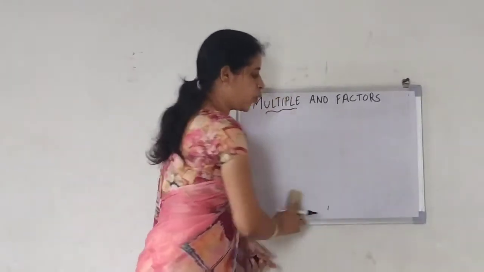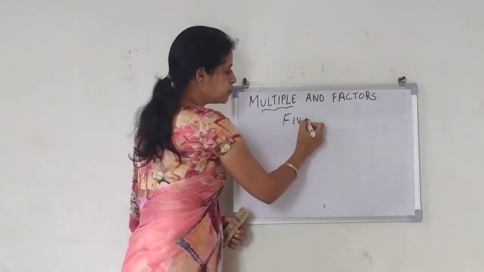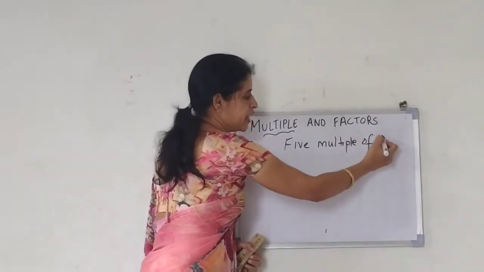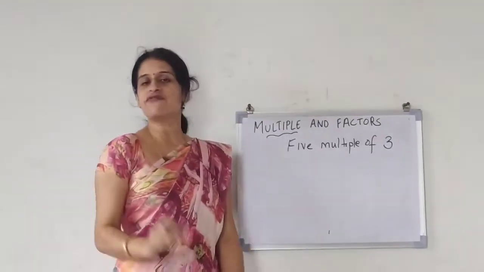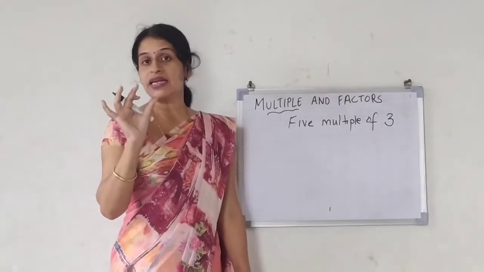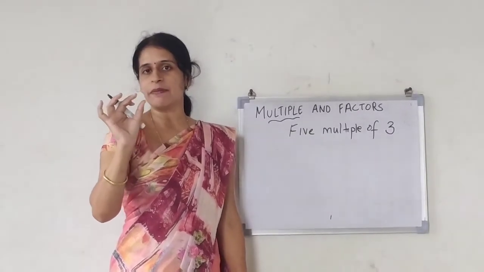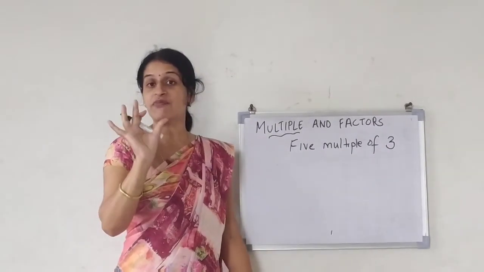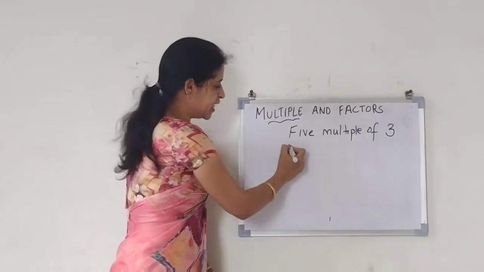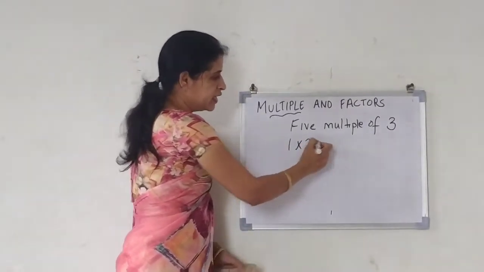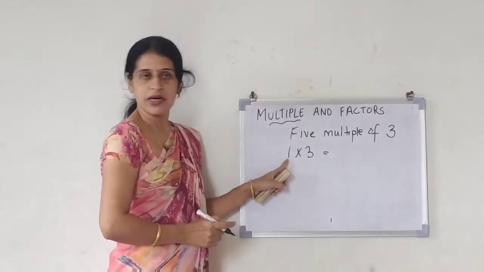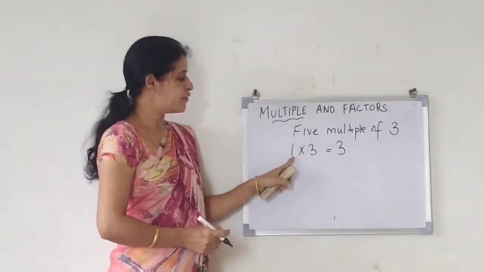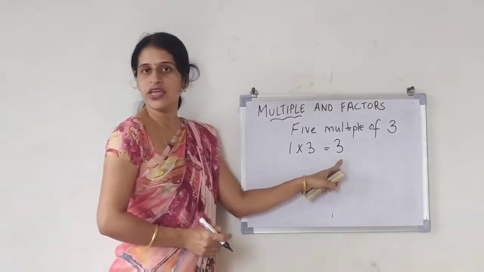Suppose they ask you in a question, write 5 multiples of, let's take an example, 3. First 5 multiples of 3. Multiples means when two numbers are multiplied, we get the multiple. You have to find the first 5 multiples of 3. So let's take 1 into 3. So 1 into 3 is what? This is your first multiple. What is the first multiple of 3? First multiple of 3 is 3.